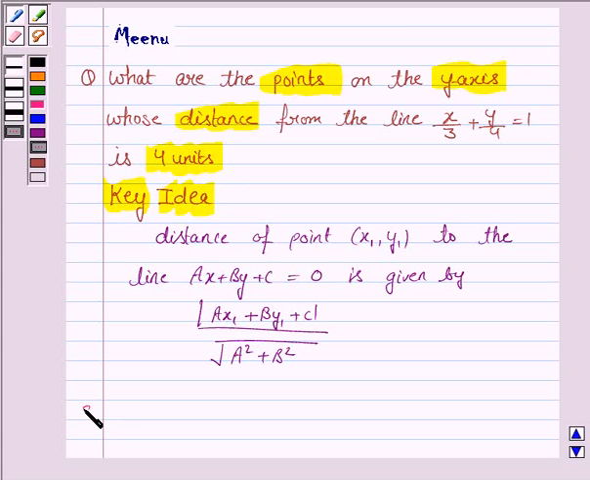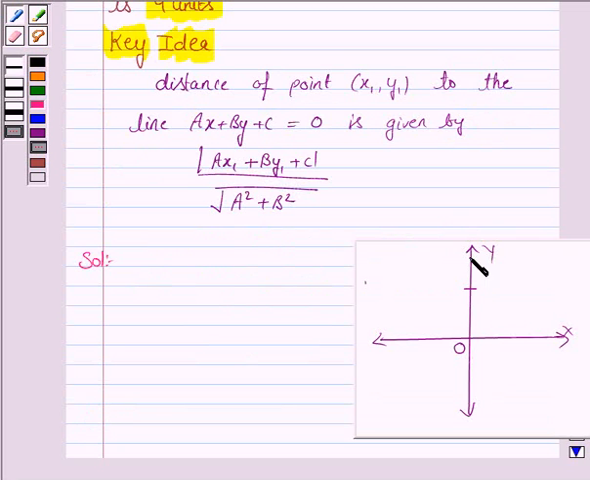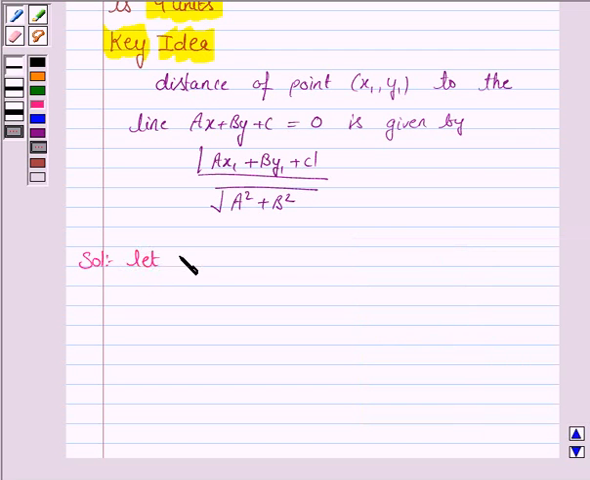Let us now proceed on with the solution. We have to find the points on y-axis. So if we have any point on y-axis, x-coordinate must be 0, because y-axis is the line x is equal to 0. So let 0, A be any point on y-axis.